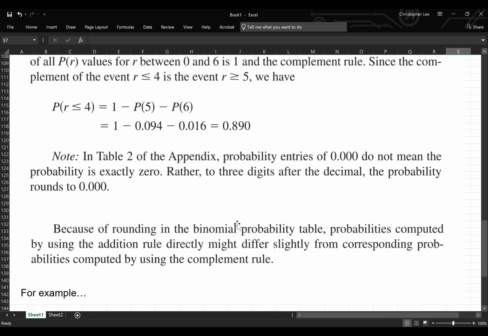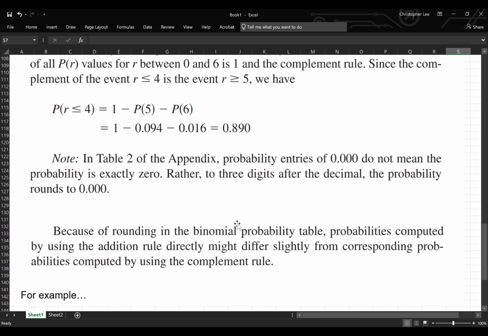And then because of rounding in the binomial probability table, probabilities computed by using the addition rule directly differ, right, slightly from corresponding probabilities computed by using the complement rule. Okay.